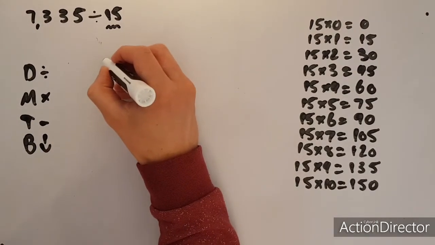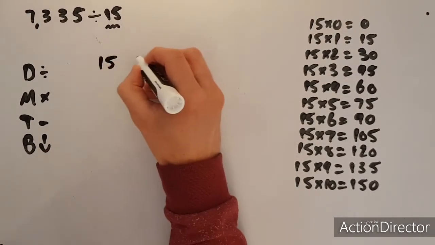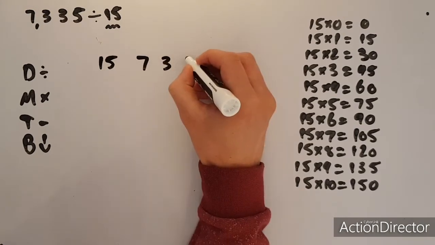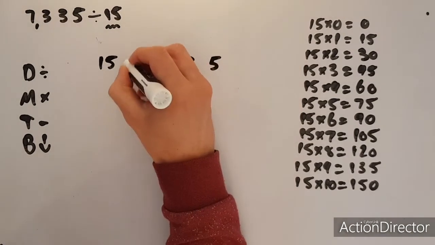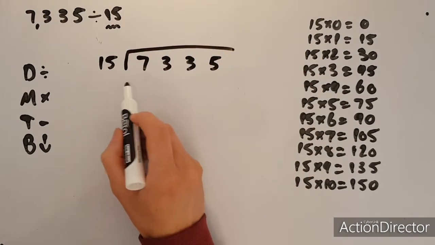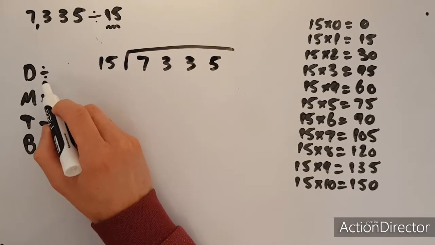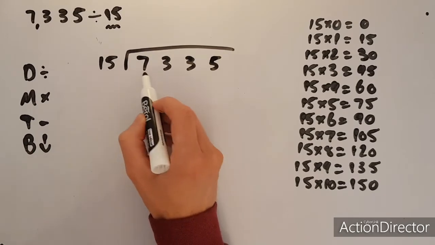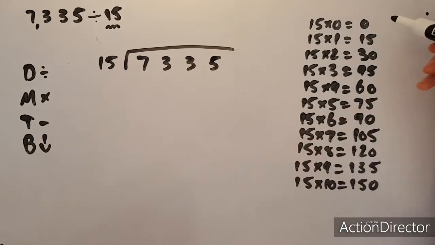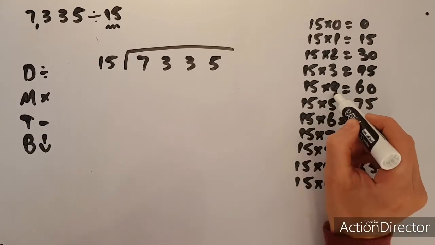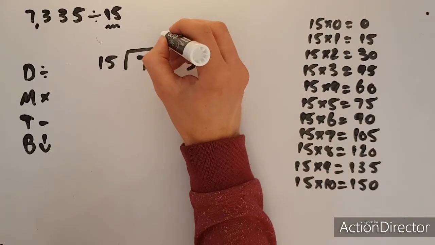So I'm going to write this out now. 15 is my divisor, 7,335. Right then, first thing we need to do is look at the first 2 numbers, and that's 73. So I'm going to be dividing first of all. How many times is 15 going into 73 exactly? So I'm looking for 73. 0, 15, 30, 45, 60, 75. Well, that's greater than 73. So 15 goes into 73 4 times exactly.